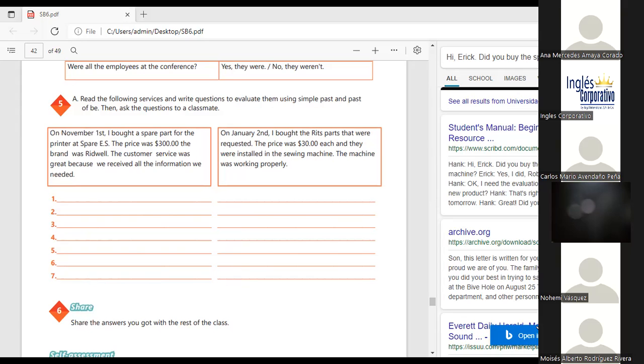Teacher. Yes. I have a question. Ask me. Is it correct to say, what did you buy for the printer? Good. What did you buy for the printer? And the answer. I bought a spare part at Spare ES. I bought a spare part. Period. Y ahí termina la respuesta. I bought a spare part. Yes. Okay, thank you. Good.